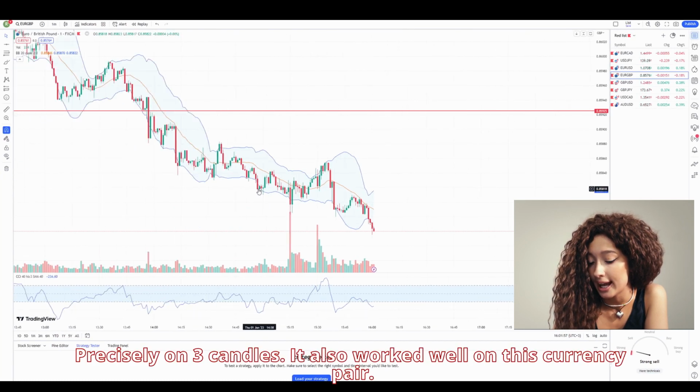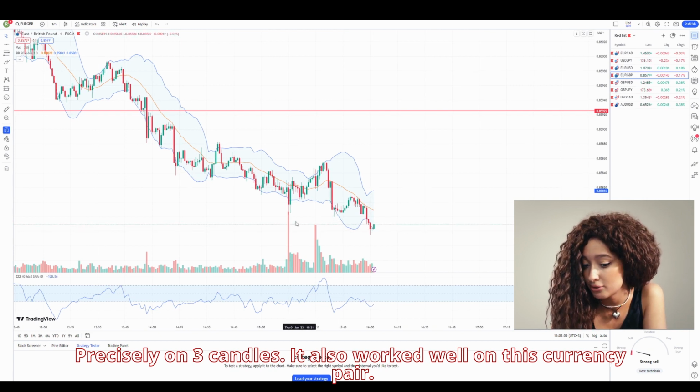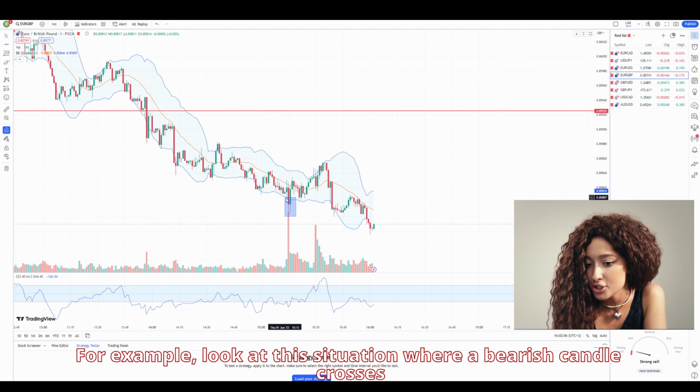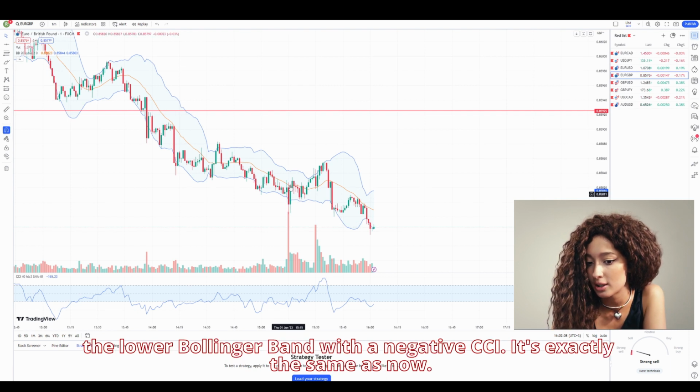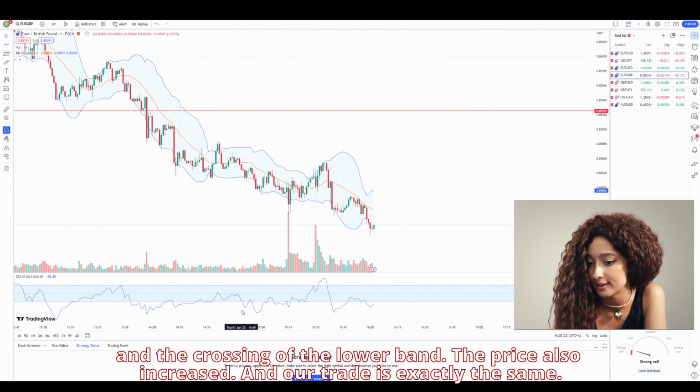Precisely on 3 candles. I would say it also worked well on this currency pair. For example, look at a situation where a bearish candle crosses the lower Bollinger Band with a negative CCI. It's exactly the same as now. And after the breakout, there was an increase. Here is another situation. Our oversold condition according to CCI and the crossing of the lower band. The price also increased.